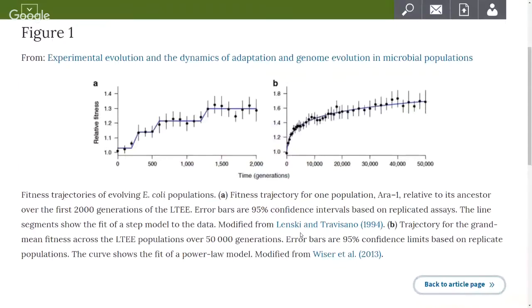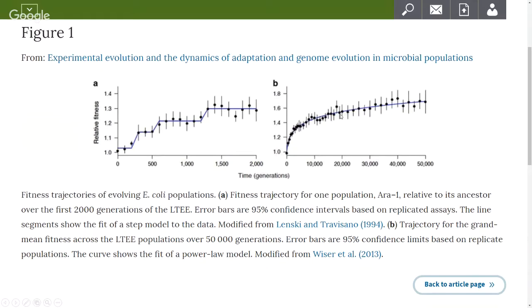By the way, the graph here on the left is zoomed in, so we see that fitness actually levels out, and then there'll be a beneficial mutation, and fitness jumps, and it jumps quite dramatically.